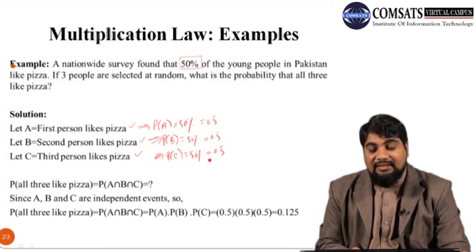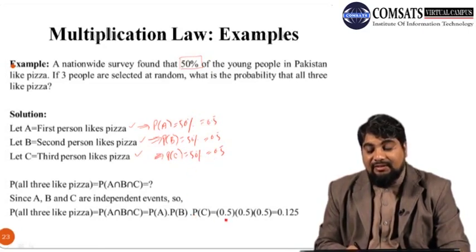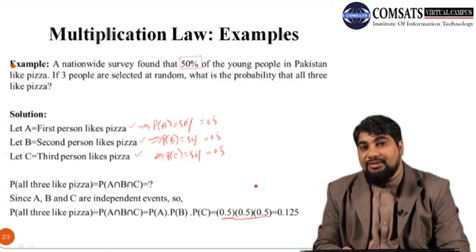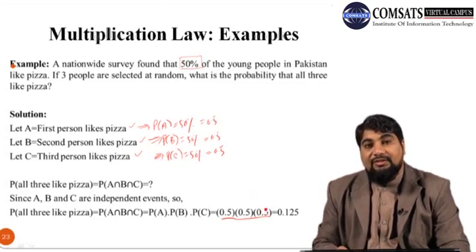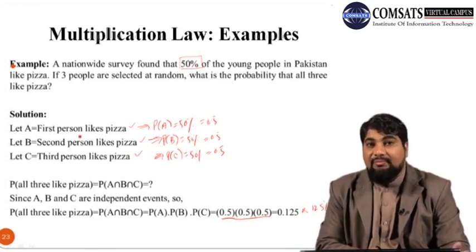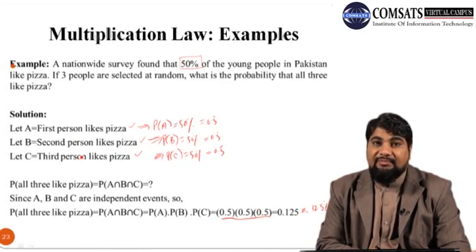So just replace these calculated values here: 0.5 times 0.5 times 0.5. So we get 0.125, or 12.5%. So there is a 12.5% probability that all 3 people will like pizza.